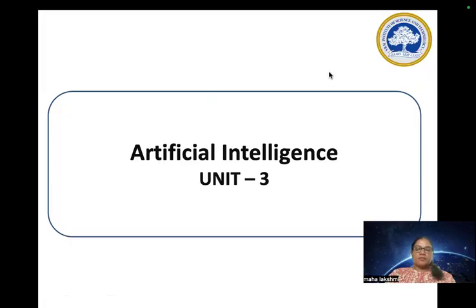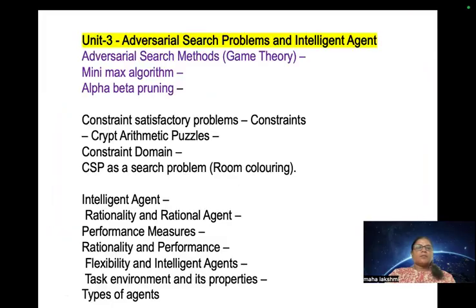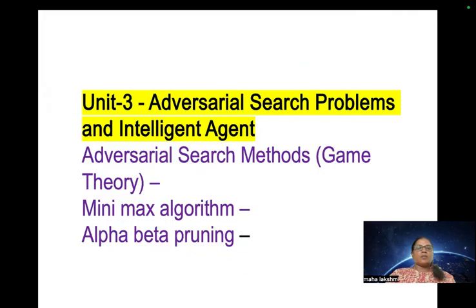Artificial Intelligence class, Unit 3, we are going to discuss. Unit 3 is about adversarial search problems and intelligent agent. Adversarial search methods, game theory, min-max algorithm, alpha-beta pruning, constraint satisfaction problems, and then cryptarithmetic puzzles, CSP as a search problem, intelligent agent, rationality and rational agent, performance measures, flexibility, intelligent agent, task environment and properties, type of agent. All this we are going to discuss in this unit.